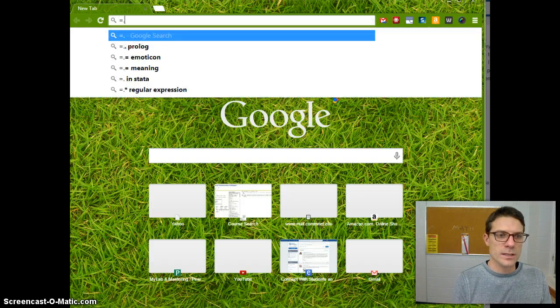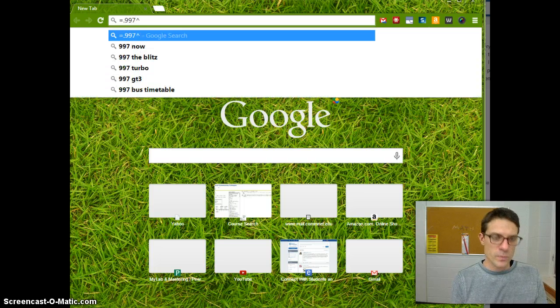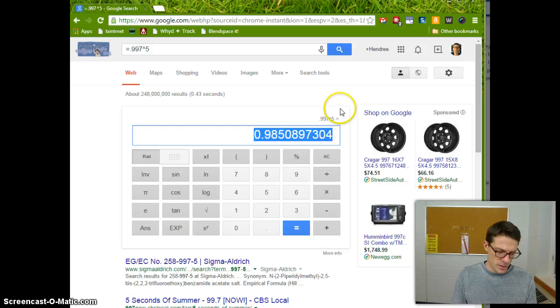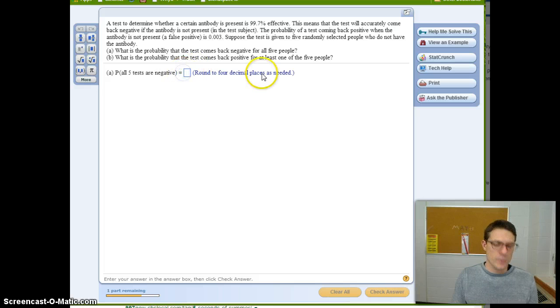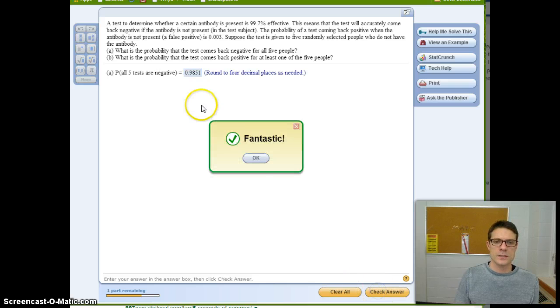I just do this a lot of times on Google. That's 99.7%, and I'm going to raise it to the 5th power. Okay, so this is what I would get: 0.985. I'd have about a 98% chance of predicting all 5 of them correctly. Okay, and we need to round to 4 decimal places, so that would be 1 there. Okay, so let's check our answer.